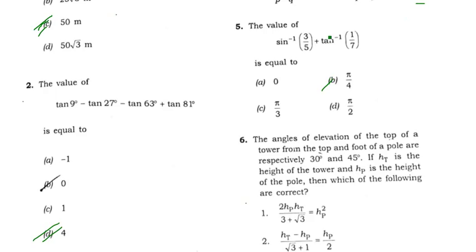The value of sin inverse 3 by 5 plus tan inverse 1 by 7 is equal to, solve this question, you will get 5 by 4.